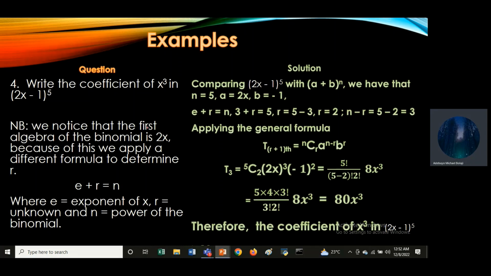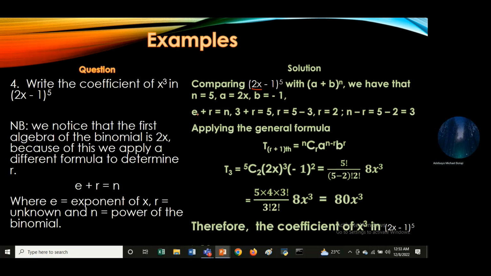It says, we notice that the first algebra of the binomial is 2x, and because of this, we apply a different formula to determine our first n, right? We are using this formula, and because we are using this formula, e is equal to our exponents, r is equal to the unknown because we do not know the value of r, and n is equal to the power of the binomial. Now comparing 2x minus 1 raised to the power of 5 with a plus b raised to the power of n, we have that our n, of course, is equal to 5, and our a is equal to, yes, 2x, and our b is equal to what? Minus 5.